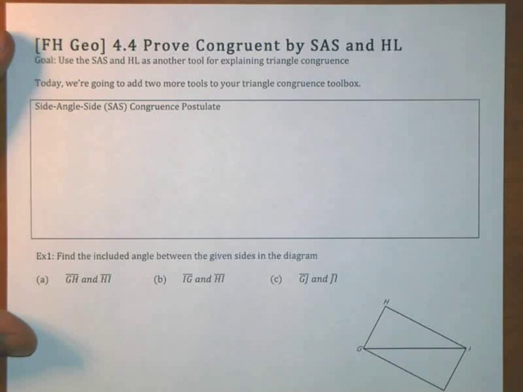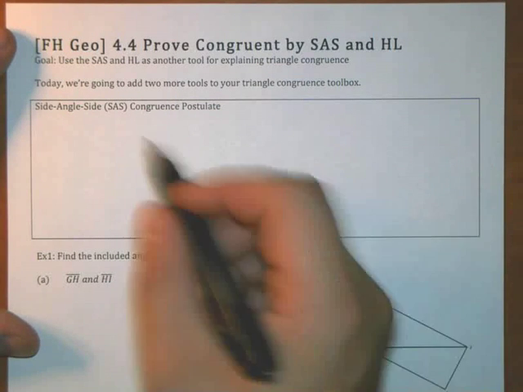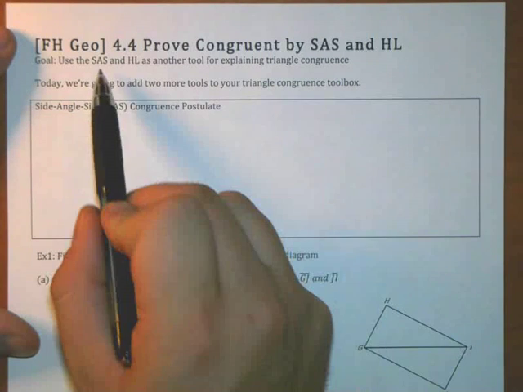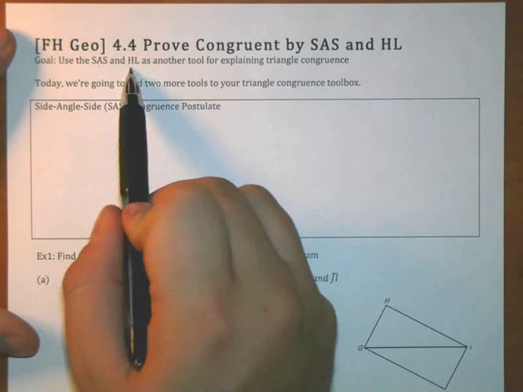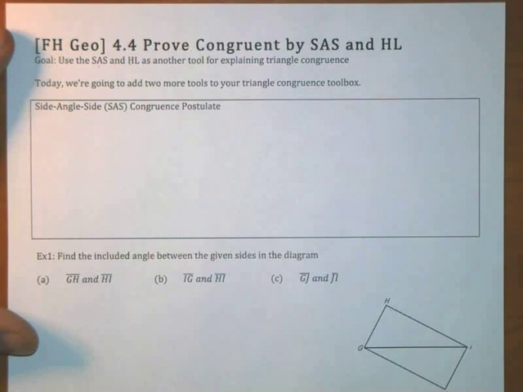For this lesson, we're going to add a couple more tools to your triangle congruency toolbox. So we already have side, side, side. We're going to add two more: side, angle, side, and hypotenuse, leg, for explaining triangle congruence. So let's jump right in.